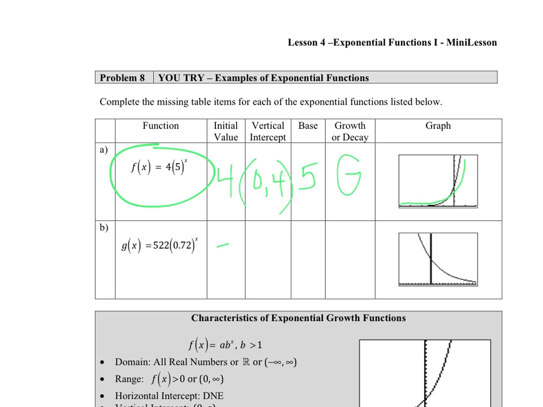In the next one, the initial value is 522, which means our y-intercept is (0, 522). Your base is 0.72, which means this is decaying, because our growth factor is less than 1. It's going to cause it to shrink. And we can see that because of this.